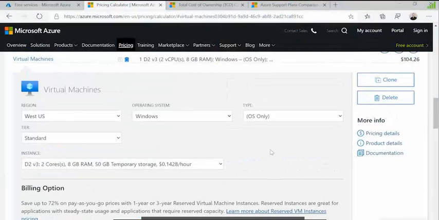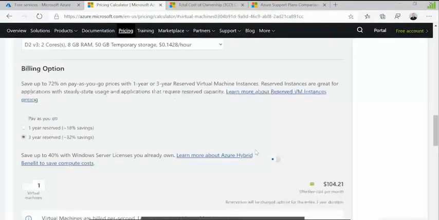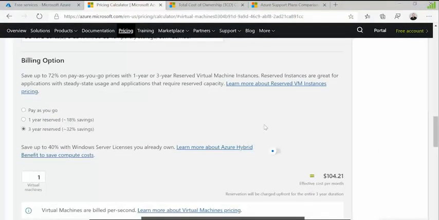Now I'm getting ready to show you something that might flip your brain. Remember, $150 a month is what we started at. We're down to about 100 by just prepaying, $104. But what if you already had a Windows Server license? What if you already had a license that you bought for on-prem and you covered it with Software Assurance? You can leverage what is called the hybrid benefit. And really what that means is you take that license that you purchased on-prem and you bring it to bear inside of your Azure environment. That's called the hybrid benefit.